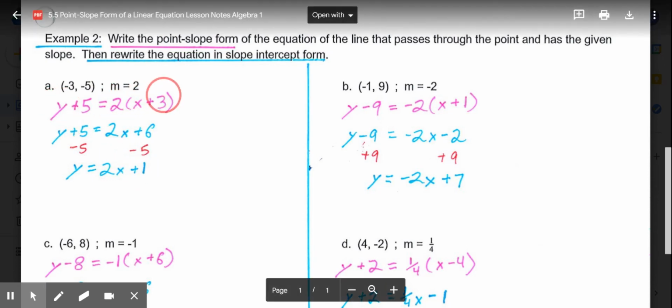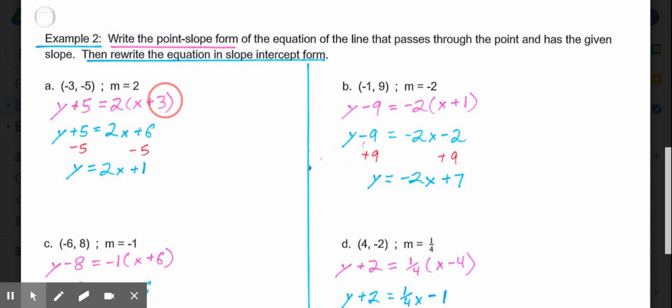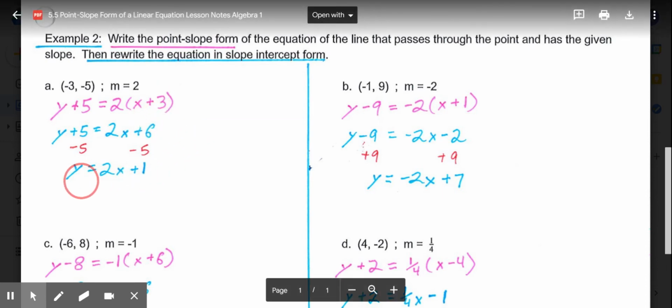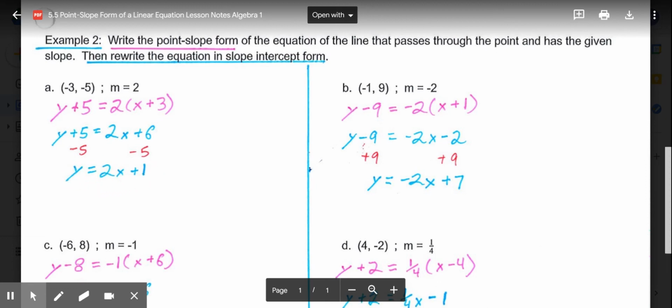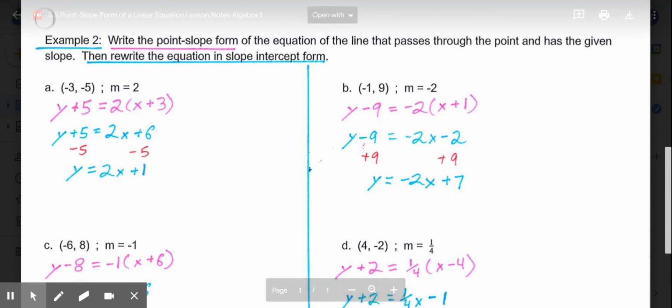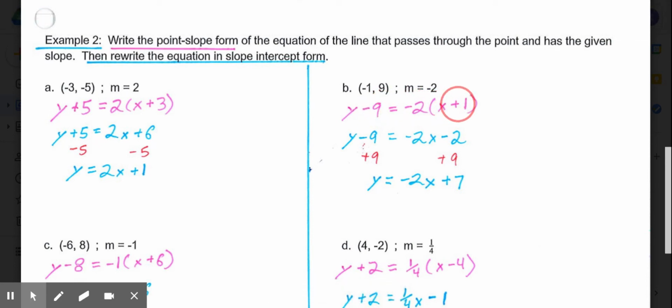So up here is our point slope form. Then you use the distributive property and solve for y to get slope intercept form right here. And these 2 equations would give us the same line. So in B, -1, 9, and our slope is a -2. So first write that in point slope form. So it's y minus 9 equals -2 times x plus 1.